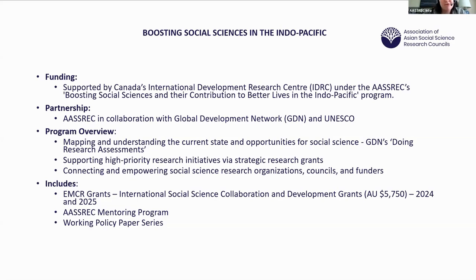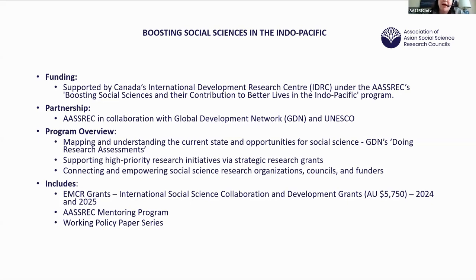The entire program has a number of objectives, but it includes mapping and understanding the current state and opportunities for social science. This is through a number of deep dive country assessments by GDN, doing research assessments where we assess the production, circulation and uptake of social science research in a number of different countries across the region. We're also supporting high priority research initiatives via research grants such as this priority grant program.